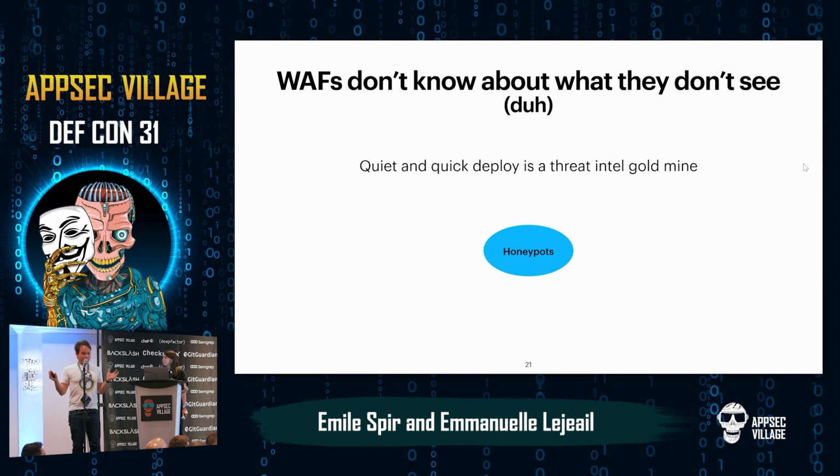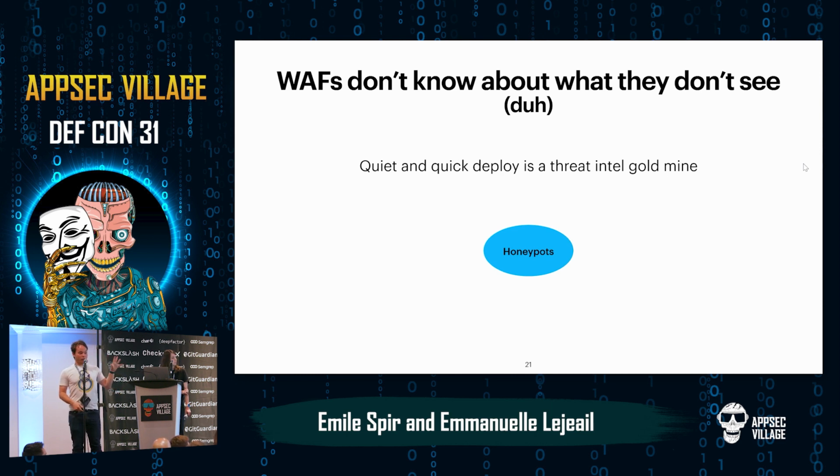Finally, and that's going to blow your mind, WAFs don't know what they don't see. So if you have an attack that the WAF doesn't catch, the WAF won't be able to tell you that you were under attack. What this means is that to be effective with a WAF, you need to do threat intel. You need to be able to do quick and quiet deploys of rules to know what's happening in the wild, like some kind of shadow deployments.